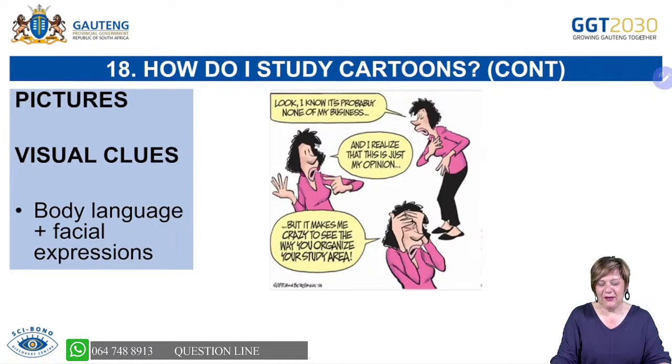In your first picture, where Mom says, "Look, I know it's probably none of my business," you'll see that her hand is on top of her chest. Her eyes are closed. Her mouth is quite open. In the second picture, she is pointing to something. Her mouth is open, her eyes are open as well.